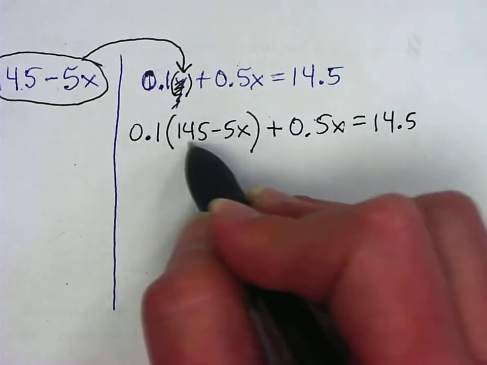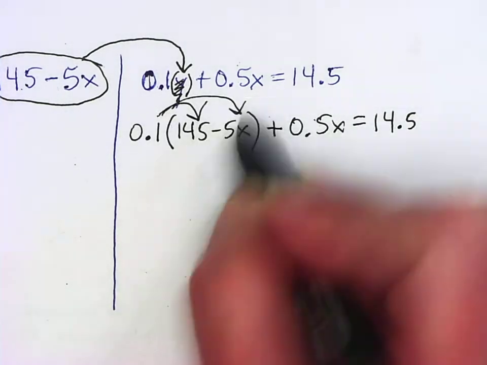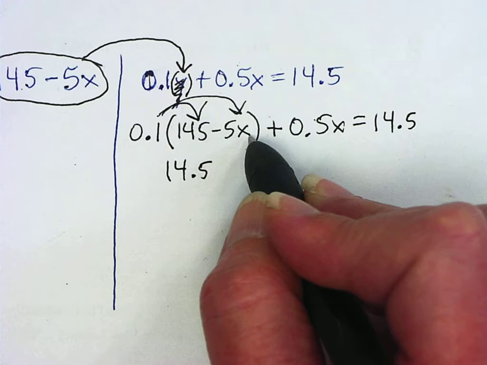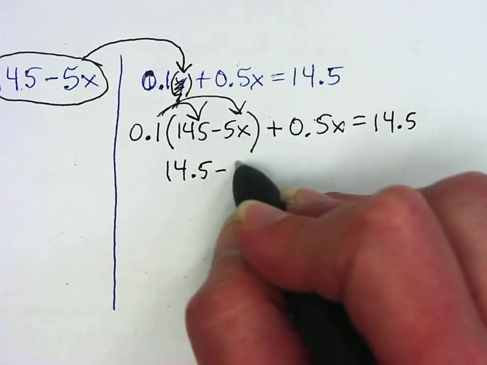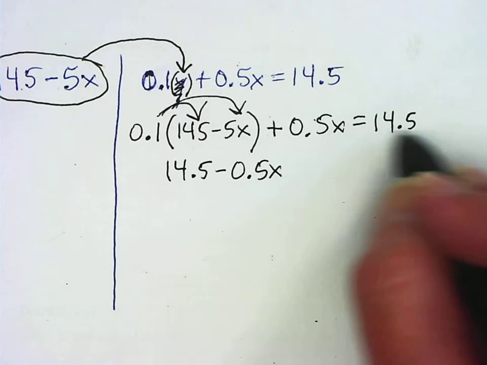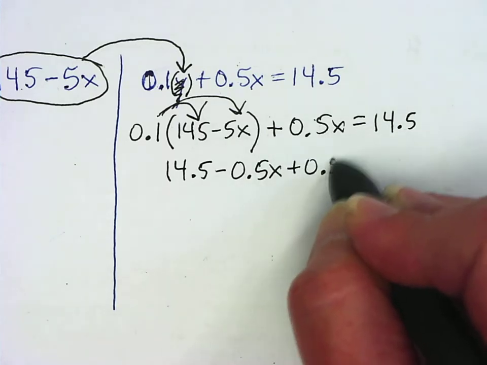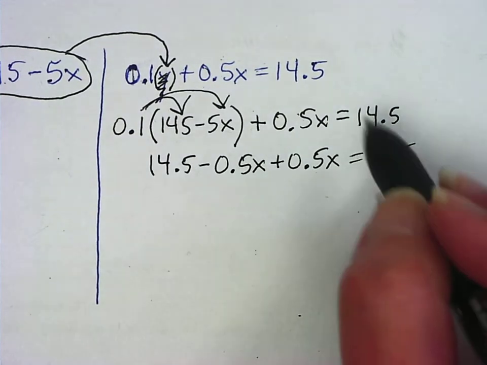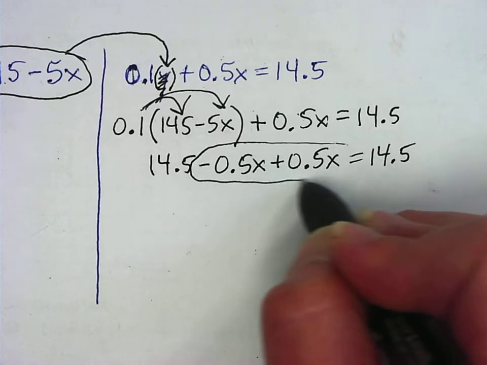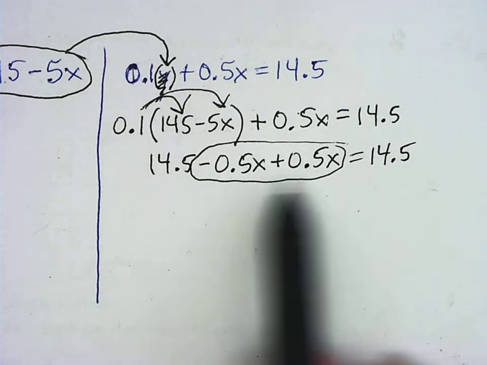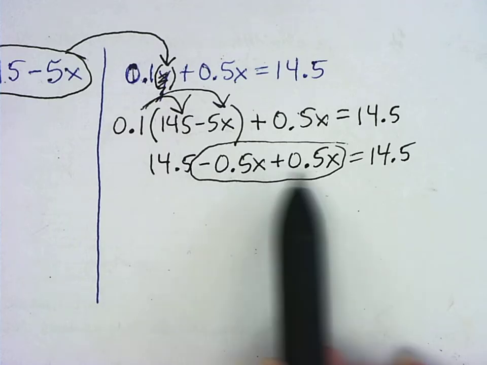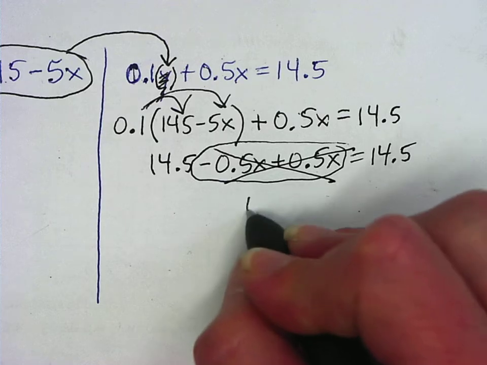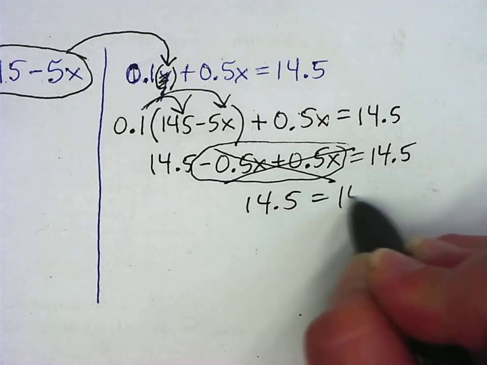Okay, so we need to use distributive property, so let's multiply. 0.1 times 145 is 14.5. 0.1 times a negative 5x is negative 0.5x. Then I'm going to bring the rest of this down, plus 0.5x equals 14.5. Now again, you're looking for like terms to combine. These two are alike and they're on the same side. If you notice, they're opposites, a negative and a positive of the exact same thing. When you add opposites together, you get 0. So what's left on this side is 14.5, and what's left on this side is 14.5.